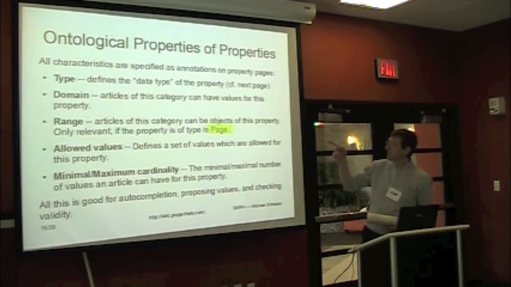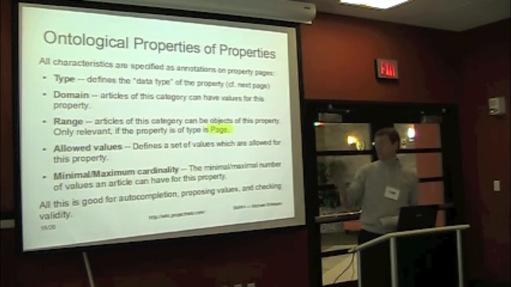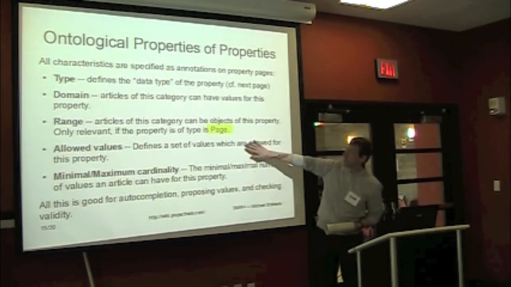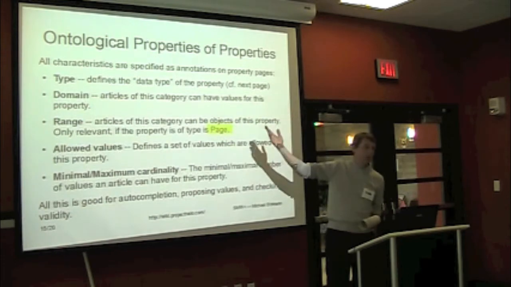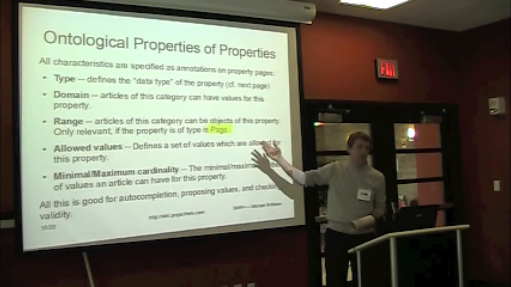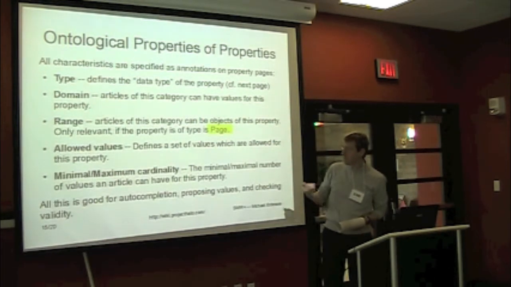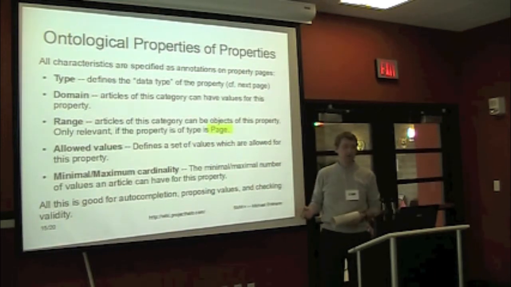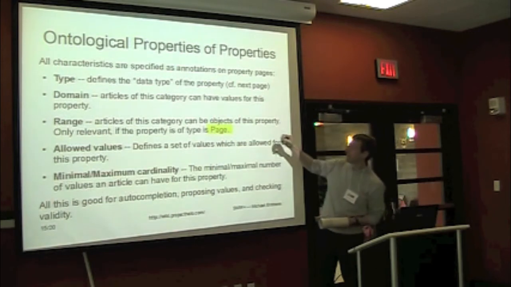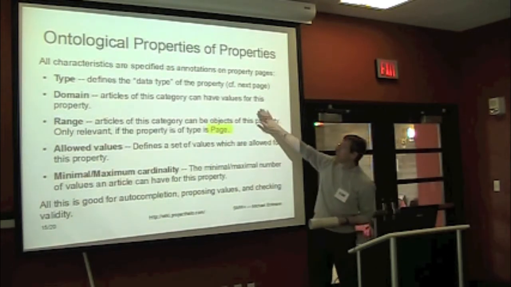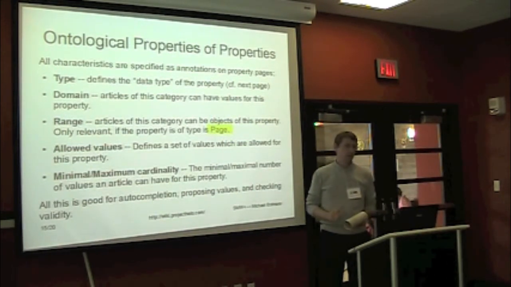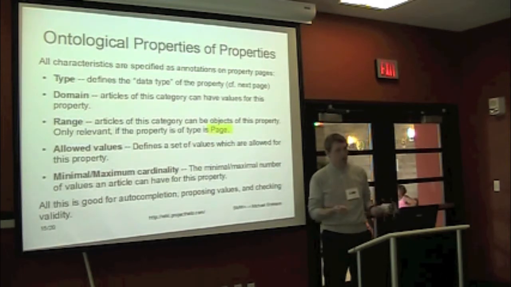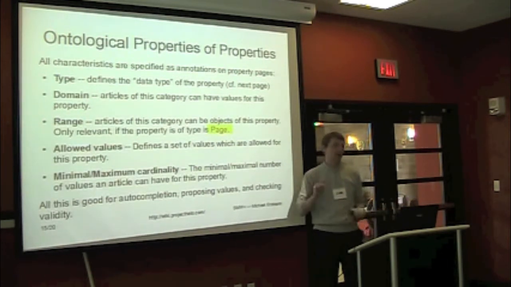A similar list was presented in the morning about the properties of properties. Yaron presented allowed values and the type of a property. This also exists, of course, in SMW Plus. SMW Plus adds some more properties of properties, or meta properties. For example, for every property, you can define the domain and range. In SMW proper, you can only define the type of a property.